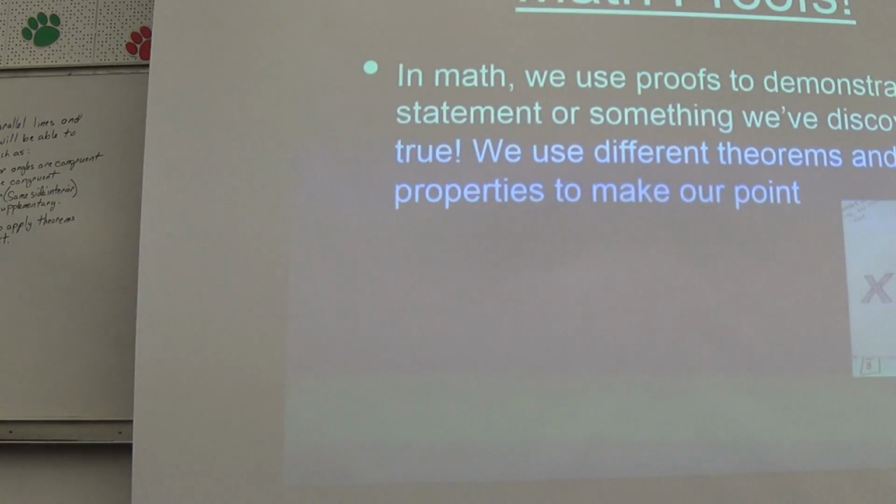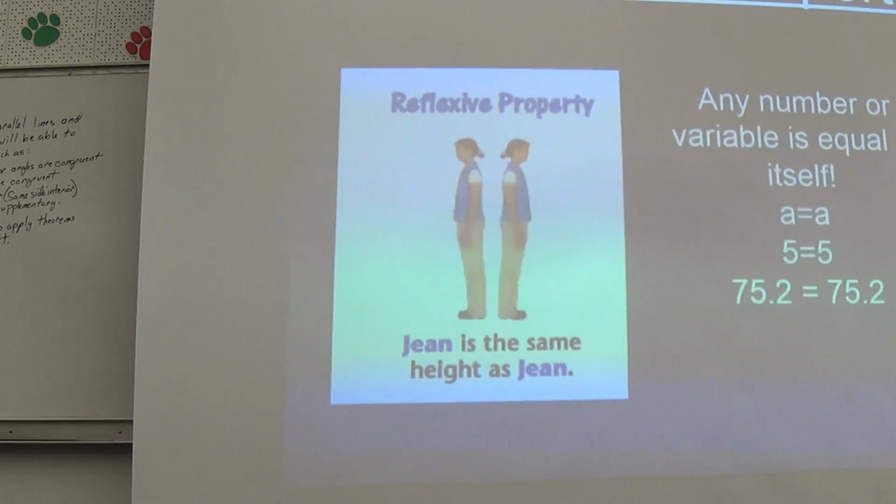So in math, we use proofs to demonstrate that a statement or something we've discovered is true. We use different theorems and properties to make our point. Okay? One of those properties is called the reflexive property. I remember this property because I think of a mirror when I think of the reflexive property, because that's really what it is. Any number or variable is equal to itself. That's all that means. So A equals A, B equals B, 75.2 equals 75.2, and you think, well, that's silly. Of course we know that.